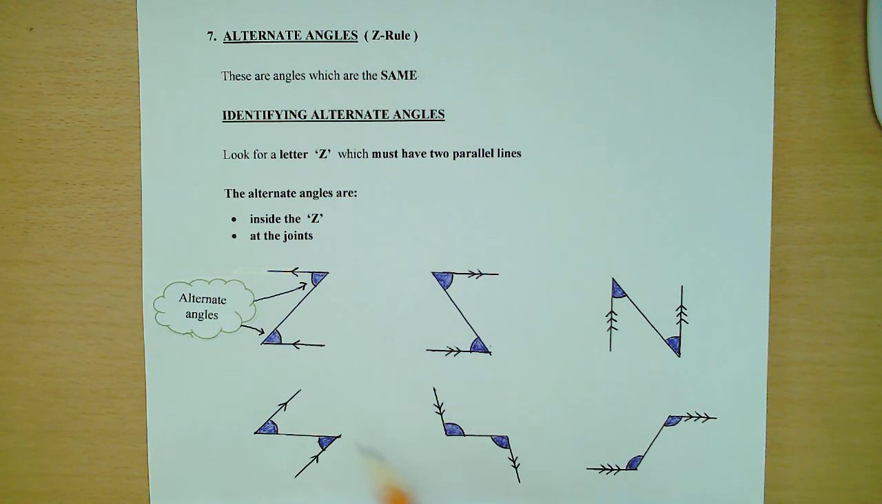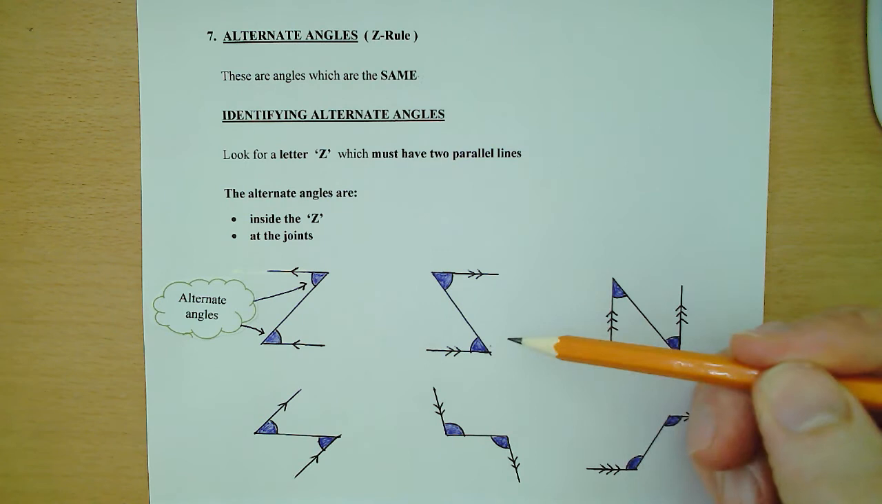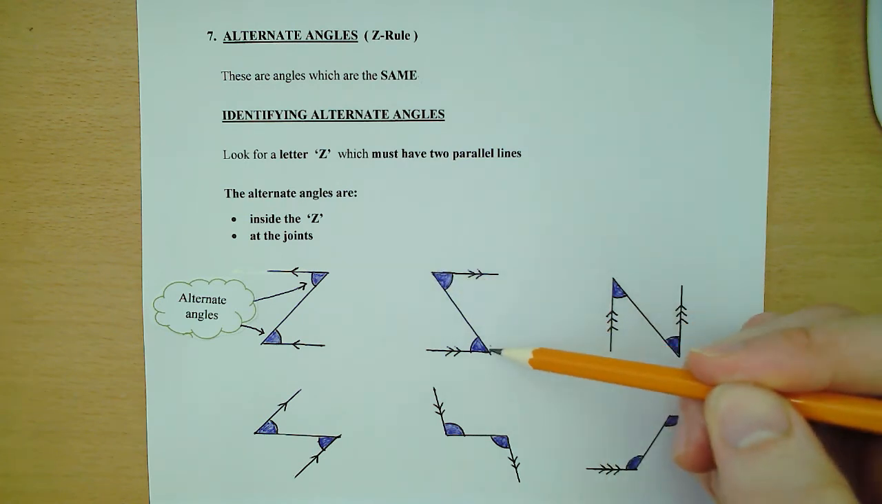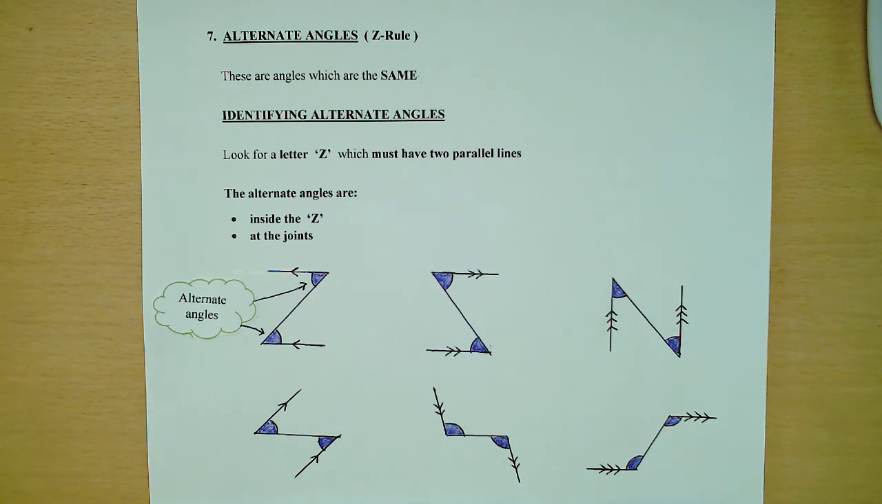But what you can see from all of these diagrams is that the angles which are alternate are inside the Z and are at the joints of the Z. We also call this the Z rule because we use the letter Z to help us identify alternate angles. So let's now apply the Z rule for alternate angles.